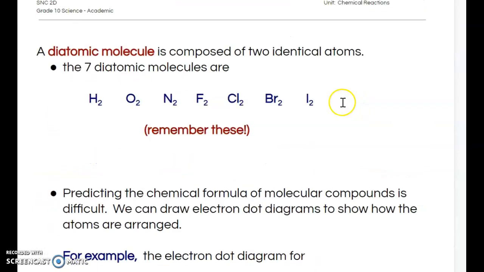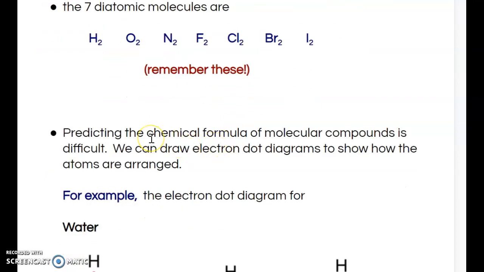Okay, a diatomic molecule is composed of 2 identical atoms. The 7 diatomic molecules are hydrogen, H2, oxygen, O2, nitrogen, N2, fluorine, F2, chlorine, Cl2, bromine, and then iodine. And these are, again, the 2 identical atoms that are sharing electrons in order to fulfill their valence shell requirements or their valence shell needs.